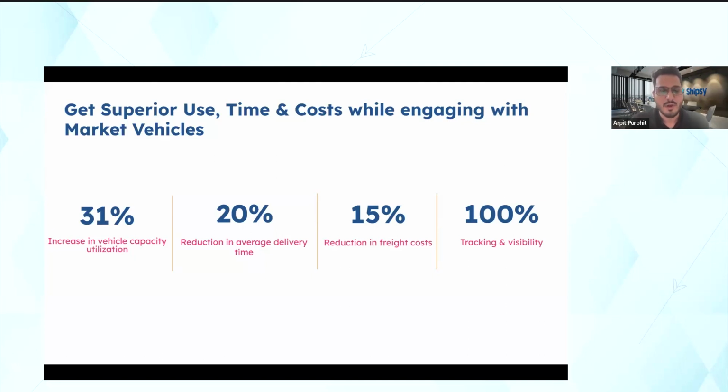We have delivered this with a lot of our clients in India, across the world, in other geographies as well. Second would be a 20% reduction in the average delivery time. Third would be a 15% reduction in the freight cost that we have achieved. And finally, the 100% tracking and visibility, which I was talking about, the GPS tracking and so on.